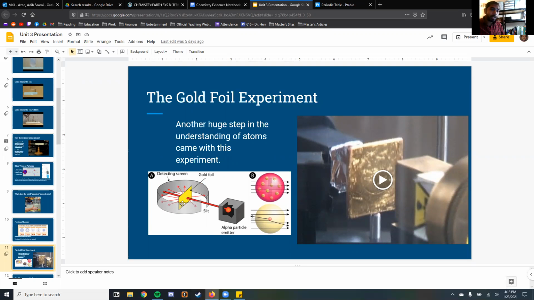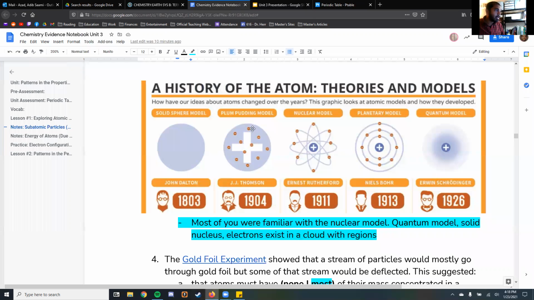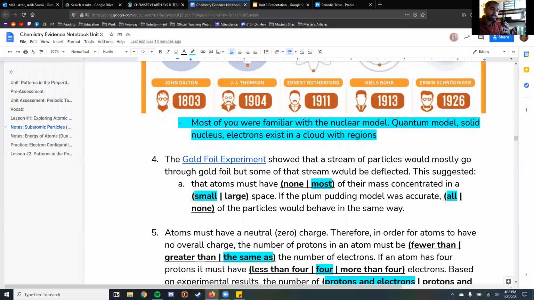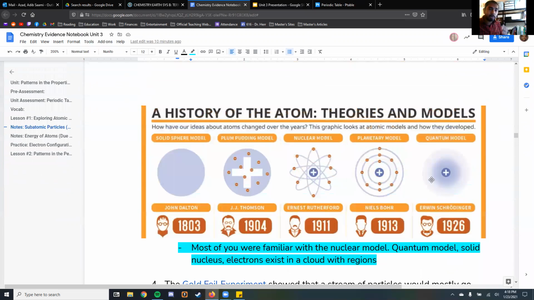This is groundbreaking because it tells us that while most of the atom is empty space, there is a solid core in the middle and several electrons that get scattered off to the side. And so now we have this model. As time builds up, we get more and more different types of models until we get to the quantum model, which is essentially a combination of all of these.